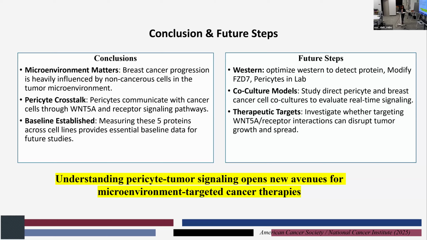By examining the expression of these pathway proteins across multiple cell lines, we establish important baseline information that will help guide future studies. So moving forward, continuing to optimize the Western blot, improving detection of certain proteins such as Frizzled7, and developing co-culture models where parasites and breast cancer cells can be grown together to study their interaction in real time can be future steps to take. So ultimately, a better understanding of these signaling pathways may help identify new therapeutic targets that interfere with tumor progression and improve future breast cancer treatments.